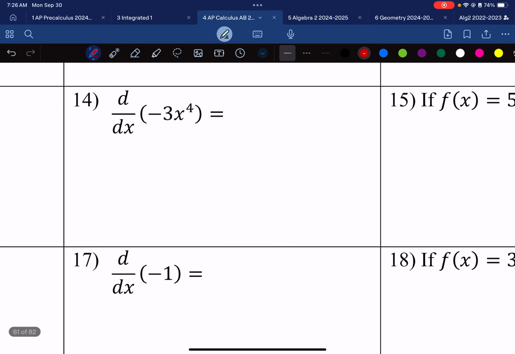In number 14, again, 4 gets multiplied down. 4 times a negative 3 is a negative 12. This is going to be x to the power of 3. It went down from a power of 4 down to a power of 3.